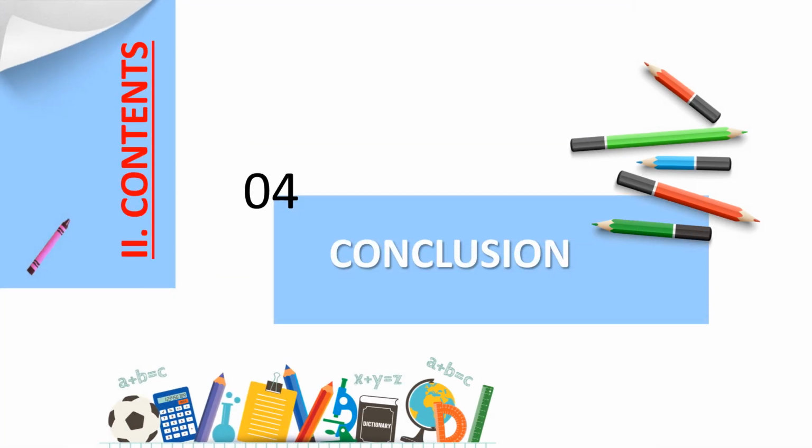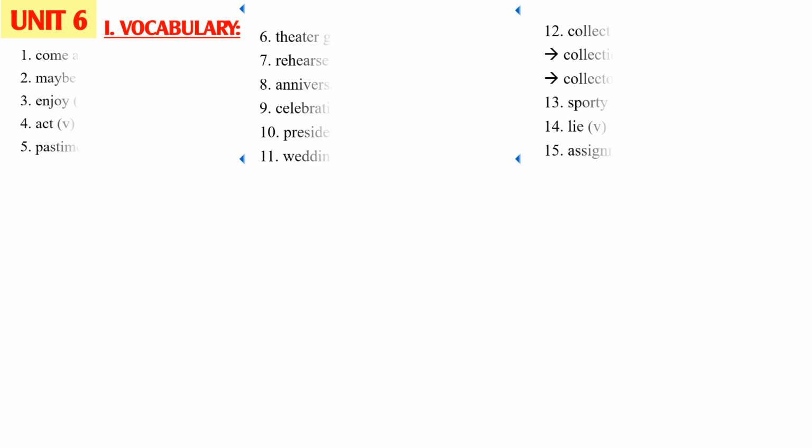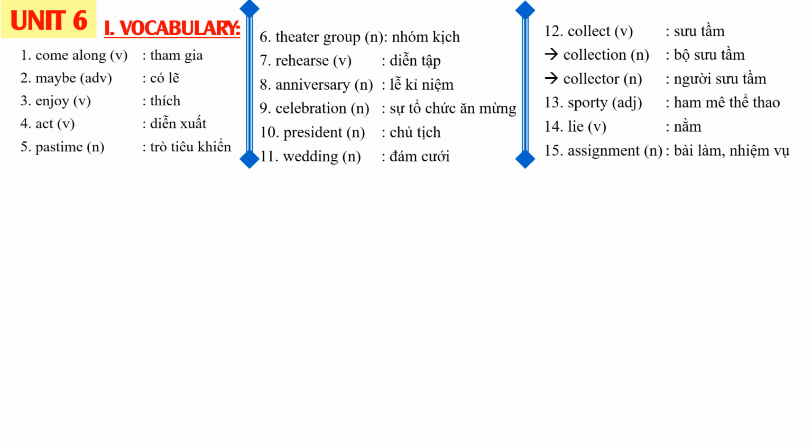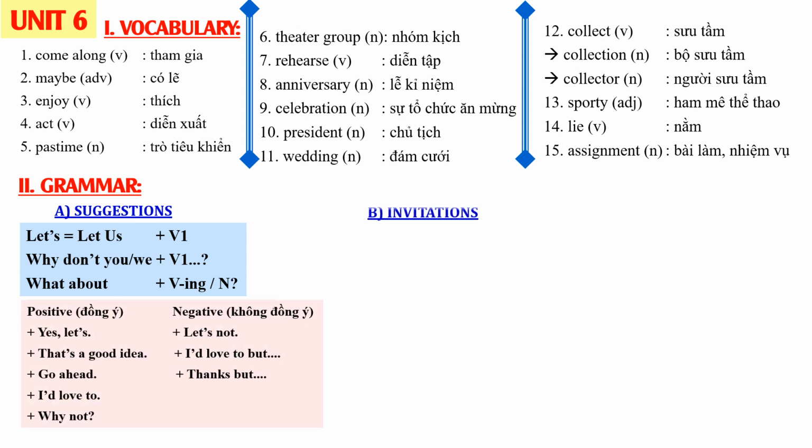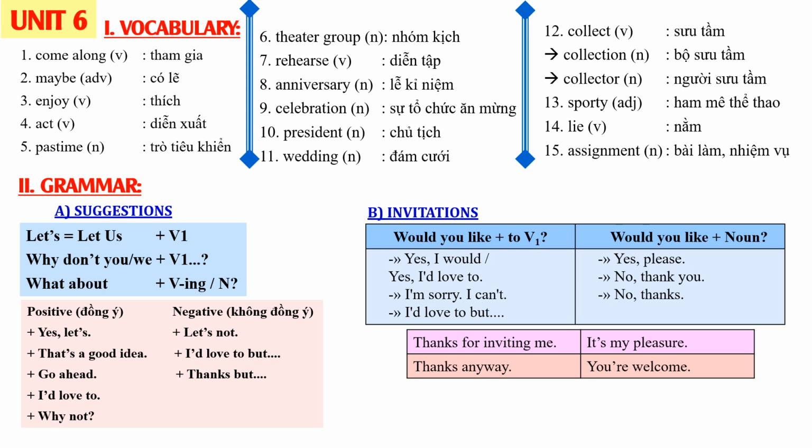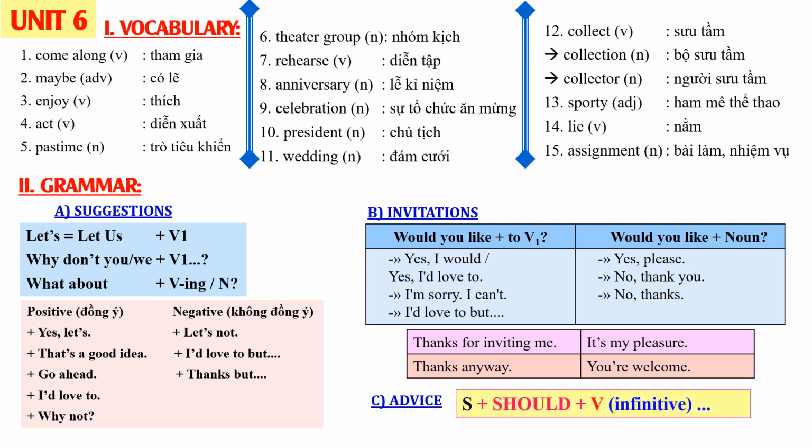And the last part for today, conclusion. What have we learned today? Today we have learned about the vocabulary related to after school activities. And how many words do we have? Can you remember? We have 15 words. Please write them down in your notebook and copy them if you need. The second part, we learn about grammar. We have 3 structures. Number 1, making suggestions. Number 2, invitations. And number 3, advice. Okay, this is all about the lesson today. Unit 6.